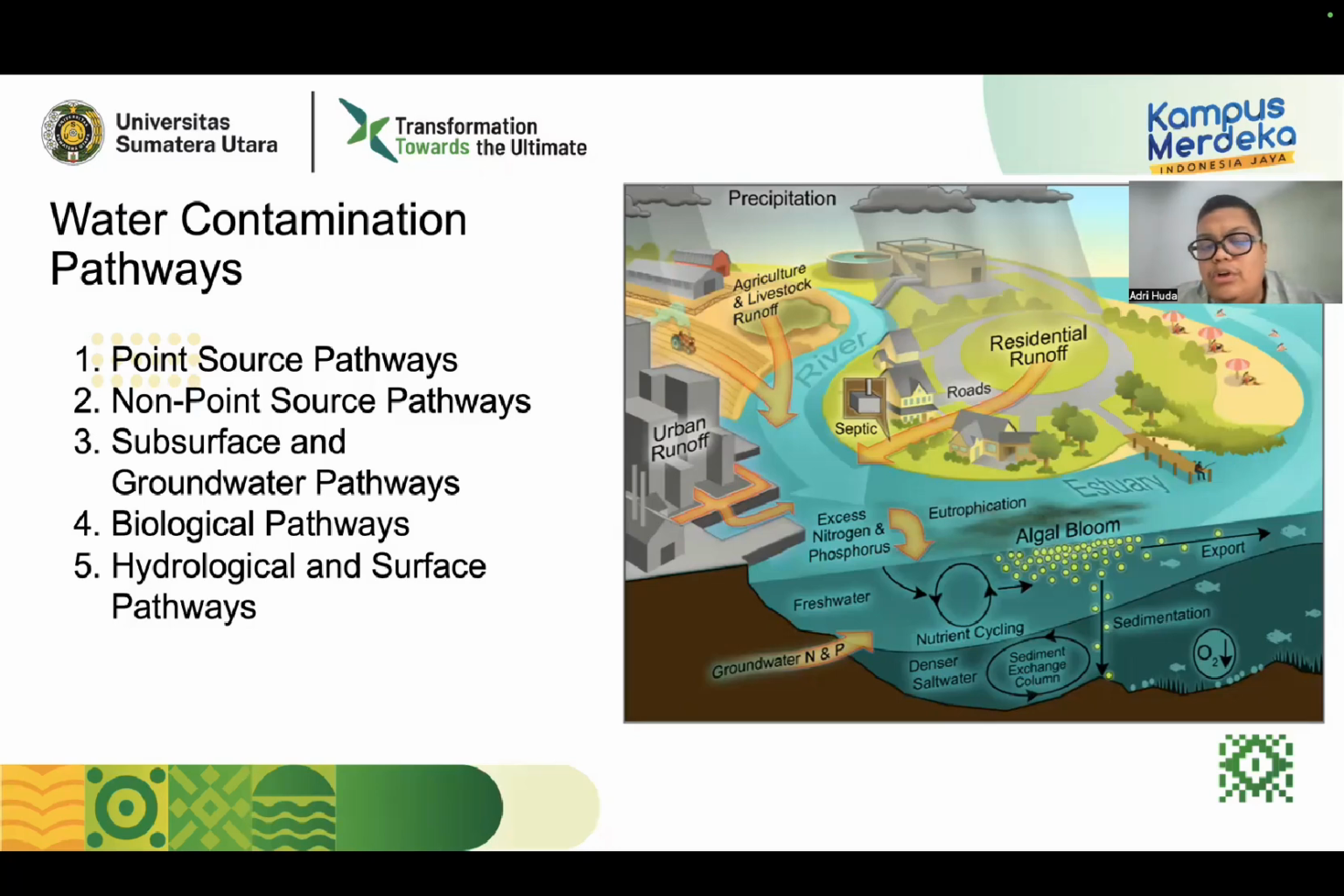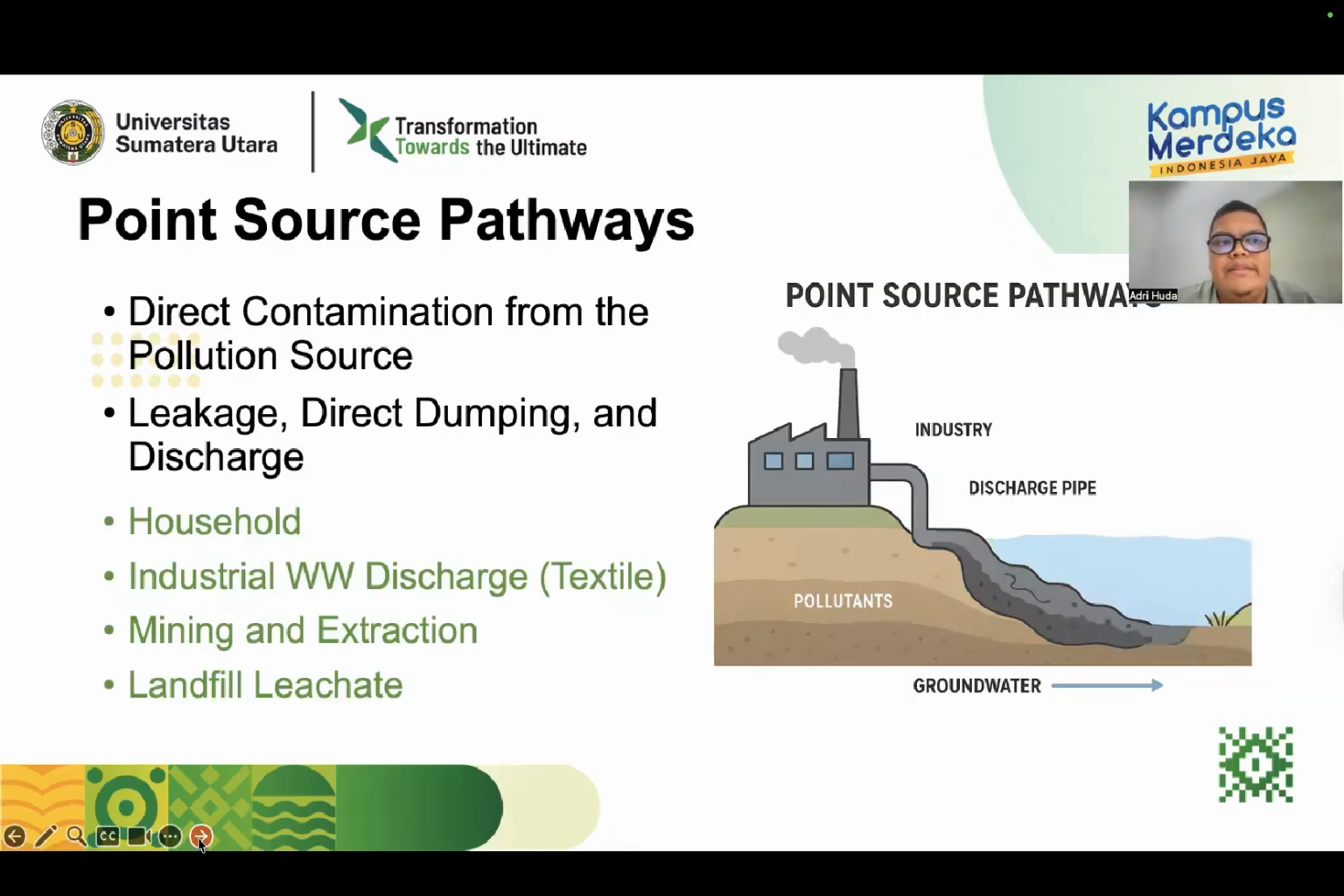So talking about the water contamination pathways, we'll try to conclude five pathways that are commonly used for the pollution to get in. The first is point source pathways. The second one is non-point source pathways. The third is subsurface and groundwater pathways. The fourth is biological pathways, and the fifth, the hydrological and surface pathways. Let's jump to the first one, point source pathways.